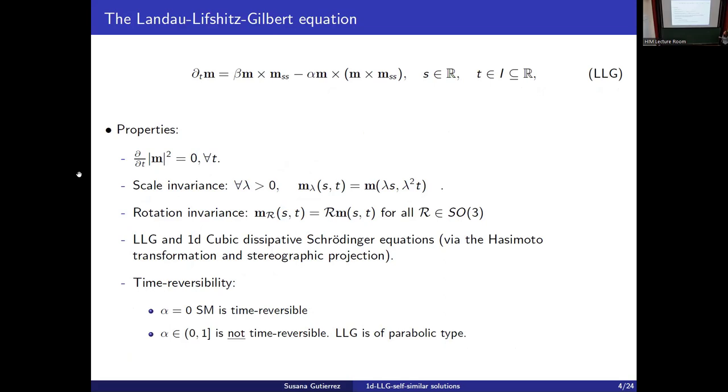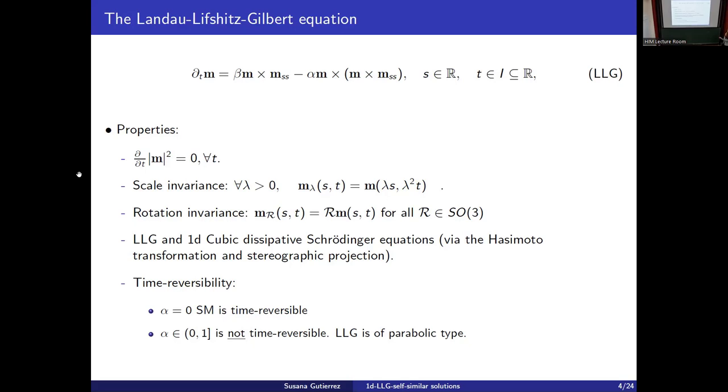There is a scale invariance of that equation, meaning that if we have a solution, then this reparametrization of the solution is also a solution. The fact that the cross product is invariant under rotation also gives me a rotation invariance. So given any rotation, if I rotate the solution, it is still a solution.